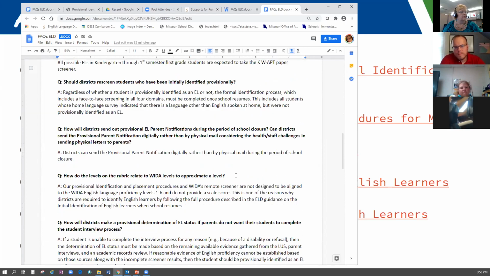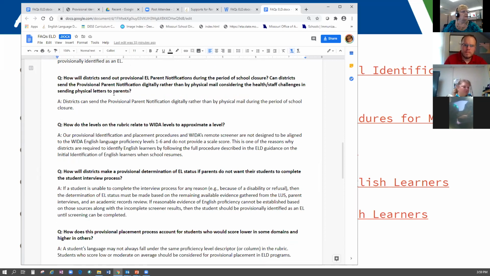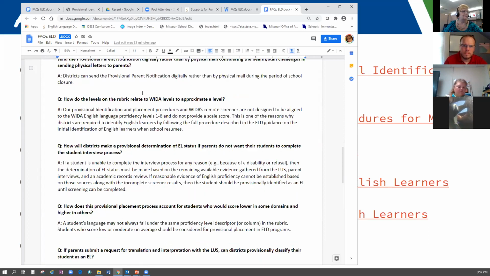All right. Next question said, should we rescreen students who have been identified provisionally? So you don't have to go back and rescreen them with the WIDA screener, but you do have to give all 4 modalities and give the official screener once you're able. So that's the response to that one. And you should be sending out a notification to parents, even if you give the provisional screener, to let them know that you have provisionally placed them in for services and that they will be receiving some sort of services.